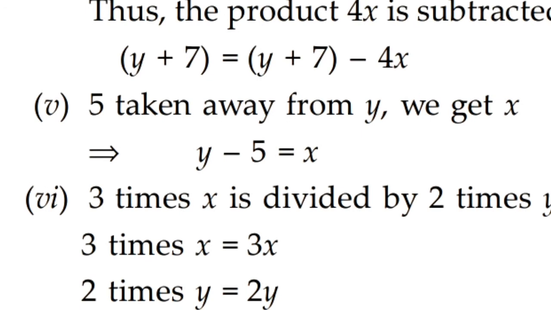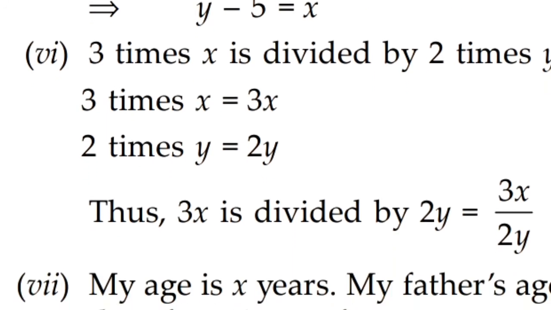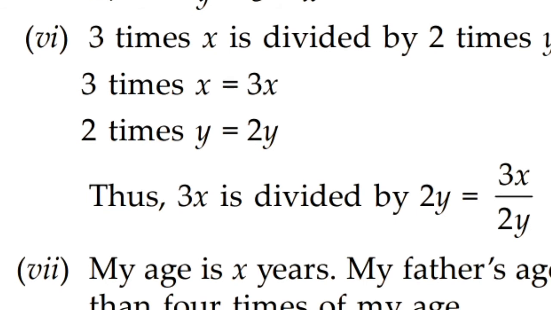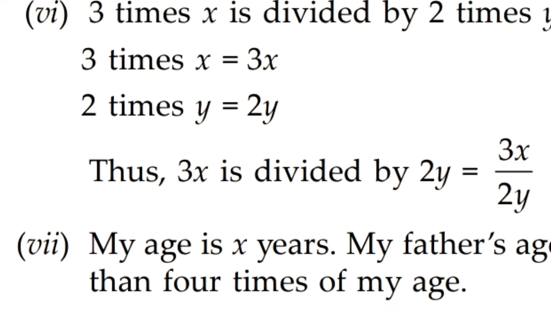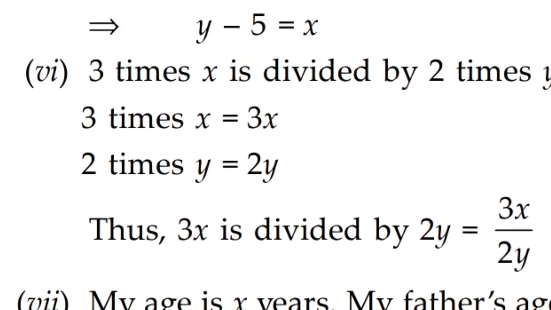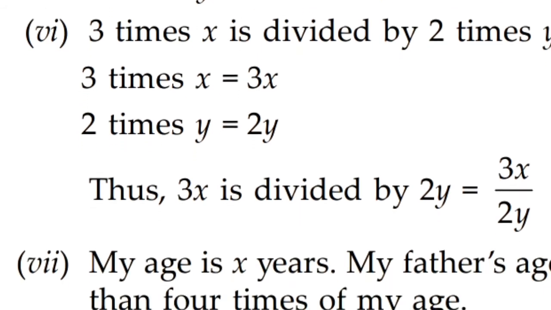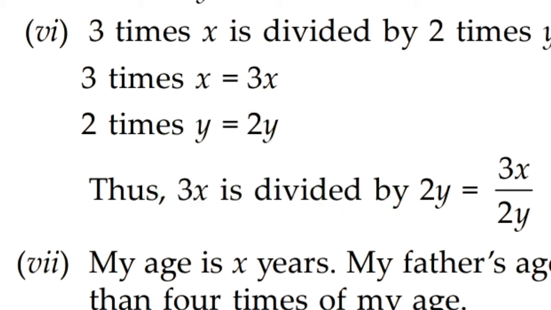Now sixth part. 3 times x is divided by 2 times y. Times means multiply. So 3 times x means 3 multiply x, that is 3x. 2 times y means 2 multiply y, that is 2y. Now it is 3 times x is divided by 2 times y. 3x is divided by 2y. That is 3x divided by 2y, meaning 3x upon 2y.